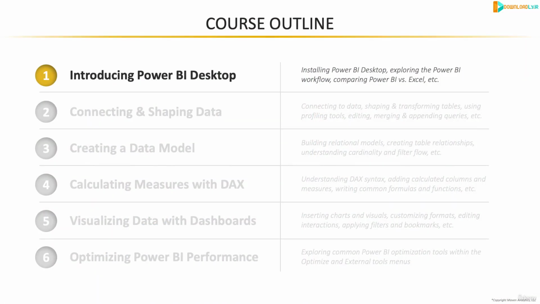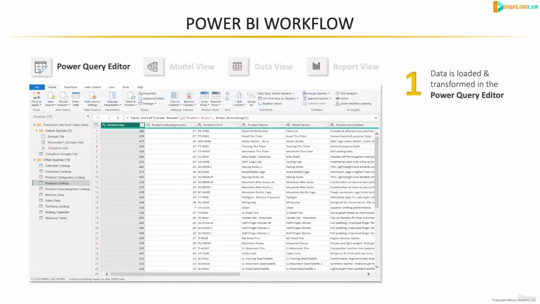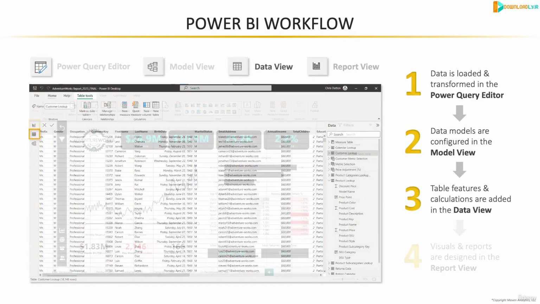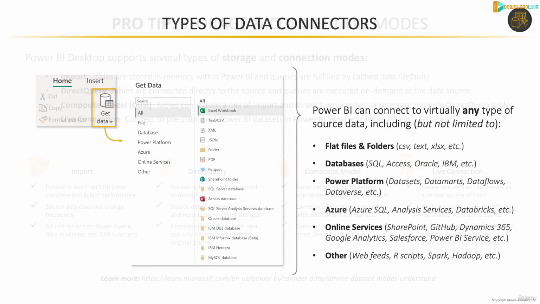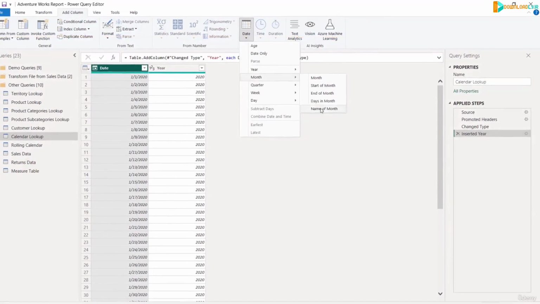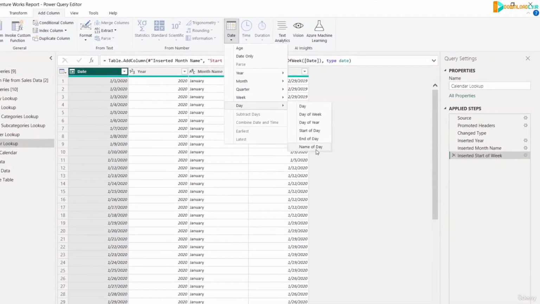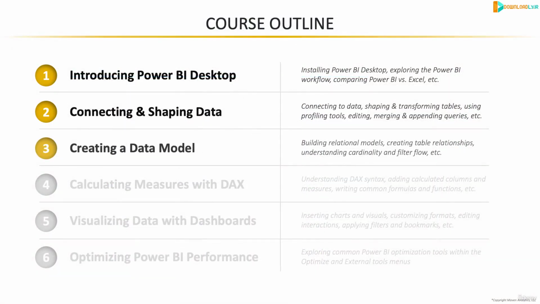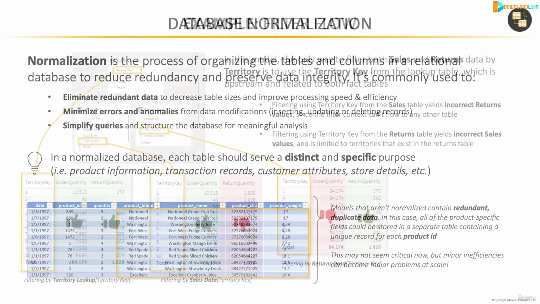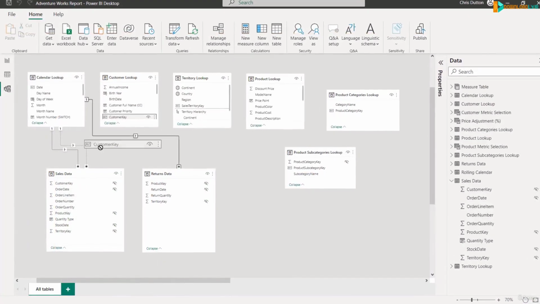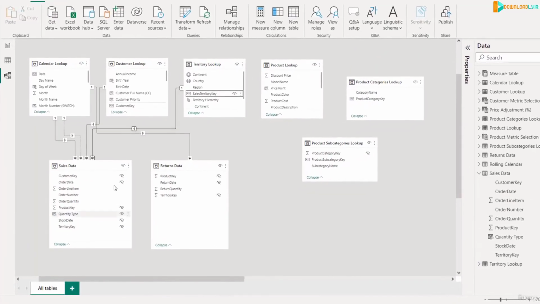We'll start by introducing Power BI Desktop and the key stages of the BI workflow: data prep, modeling, analysis, and visualization. From there, we'll connect and shape our data with Power Query and explore common connectors, storage modes, profiling tools, table transformations, and more. Next, we'll dive into relational data modeling, introduce topics like cardinality, normalization, filter flow, and star schemas, and build our AdventureWorks model from the ground up.